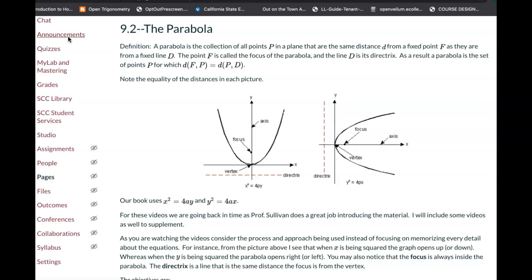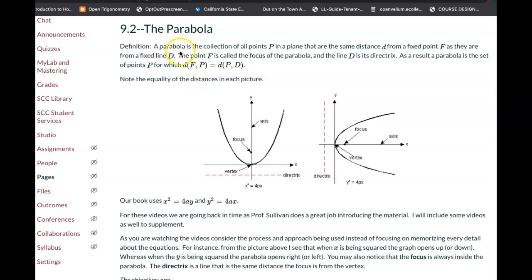I wanted to do a video first on just how we can verify that this is true, that the distance from the focus to the point is the same as the distance from the point to the directrix. I did hope you took some time to look at these pictures and play with this distance on your own. Were you able to see what this was saying? And if not, we'll just go over it now.